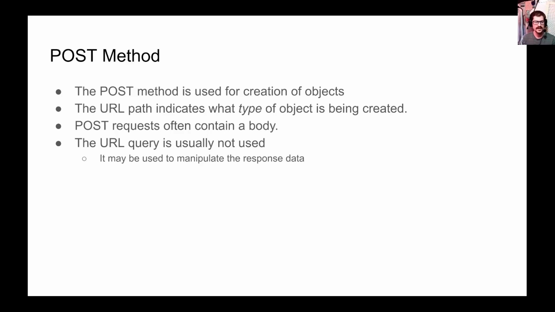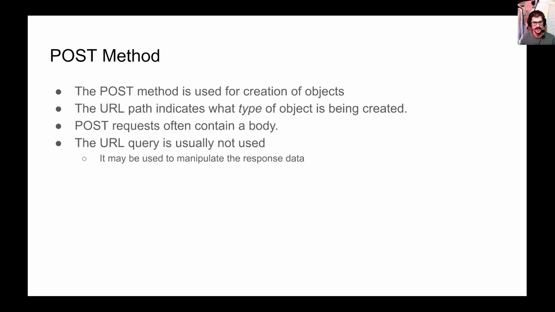The URL query in this case is usually not actually used, and in fact most POST requests don't even recognize it. You might send it to manipulate the response data though, because more often than not, once a POST method has created its object, it may actually return that object to you, or at least some identifier to let you know how to access that object, because otherwise you wouldn't really have a clue how to get access to it. And the URL query can occasionally be used to help determine how that's manipulated. It's very rare to see, but it is possible.